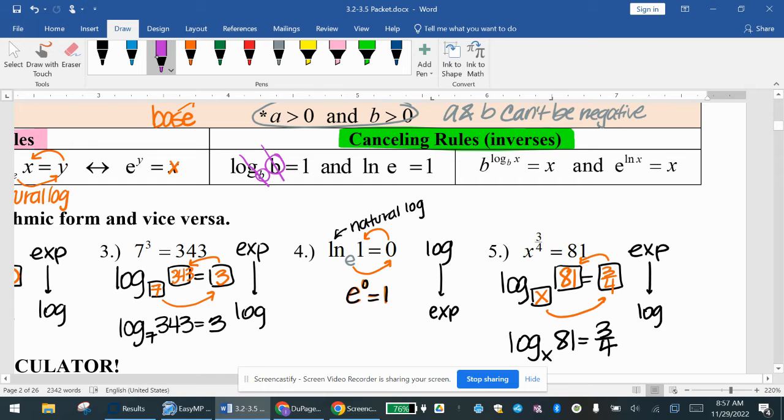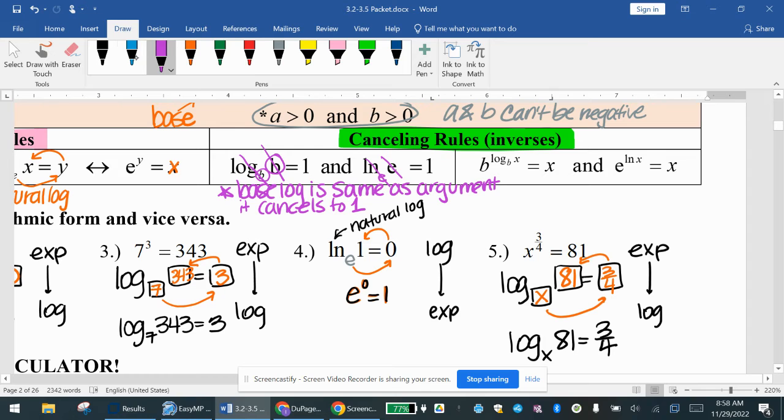Same with a natural log. Remember, the base of a natural log is e. If the base of the log matches the argument, then it cancels to 1. Okay, so write yourself a little note. If the base of the log is the same as the argument, it cancels to 1. If the base of the log is the same as its argument, then it all cancels to 1. That's the canceling rule for logs.